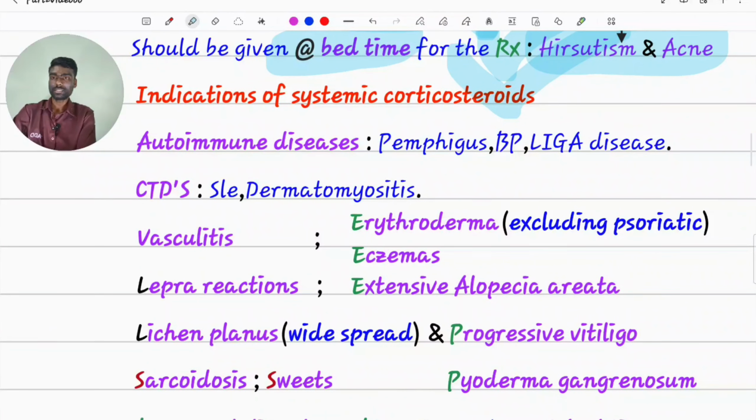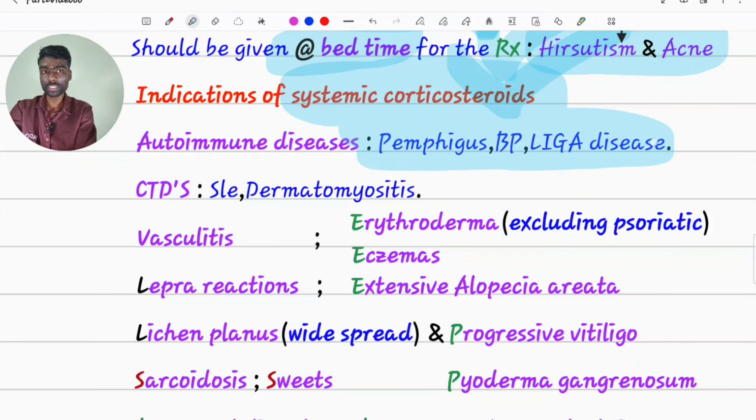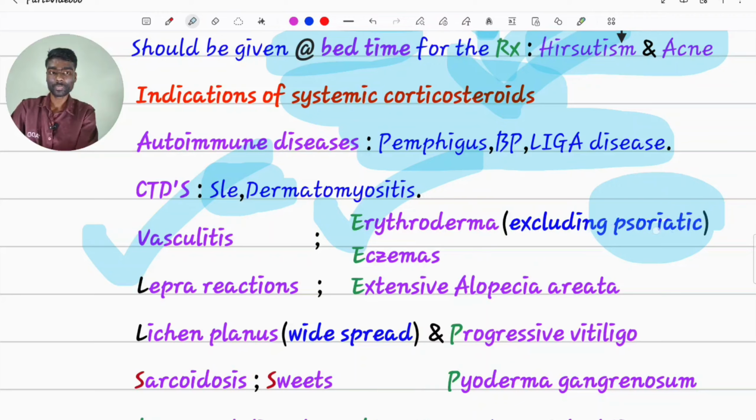Coming to indications of systemic steroids: autoimmune diseases like pemphigus, bullous pemphigoid, linear IgA disease, connective tissue diseases like SLE, dermatomyositis, vasculitis, all erythrodermas except psoriatic erythroderma. If we give steroids in psoriasis, plaque psoriasis may get converted to pustular psoriasis. Immediately there will be reduction in the disease severity, but when we stop steroids, there may be flare-ups of psoriasis, which will lead to worsening of the disease.